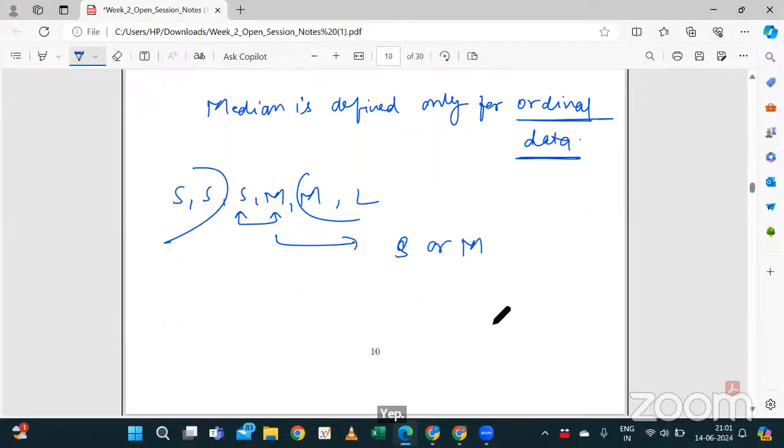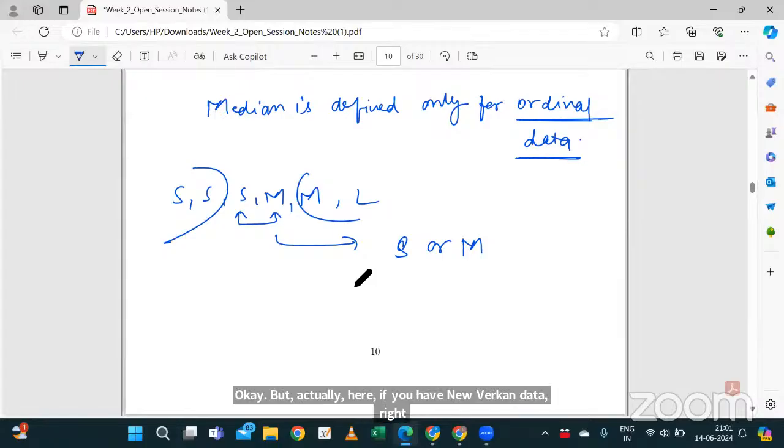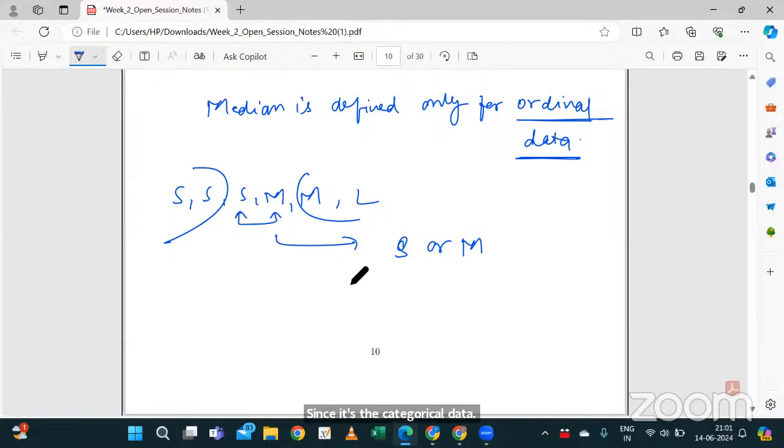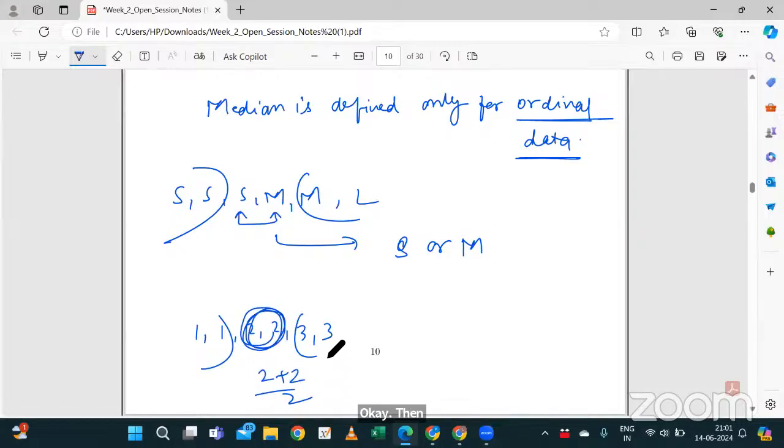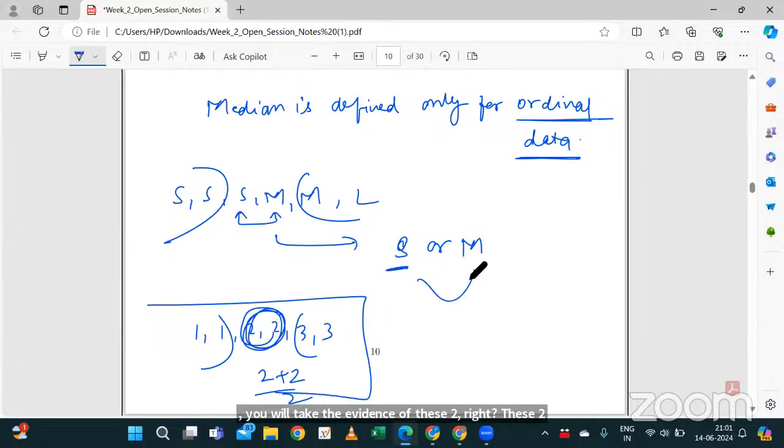In this case either S will be the median or M will be the median. If you have numerical data, for even terms we calculate the average, as we will see in week 3. But since this is categorical data, you cannot perform any mathematical operation, so I will say either S or M will be the median.